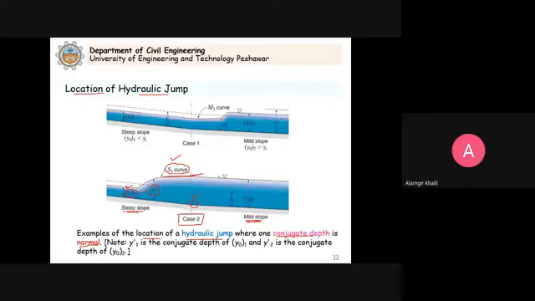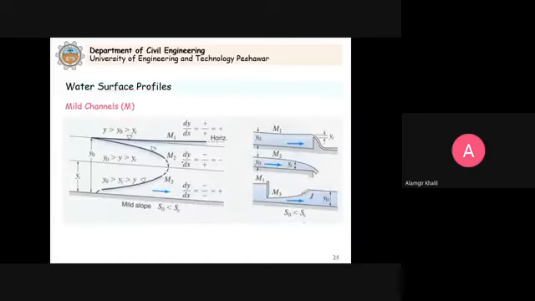When the slope becomes mild slope, we cannot have S profile. Because for the mild slope, we must have M curves now. As we discuss here, for mild channels, for mild slope, we have M1, M2, M3.